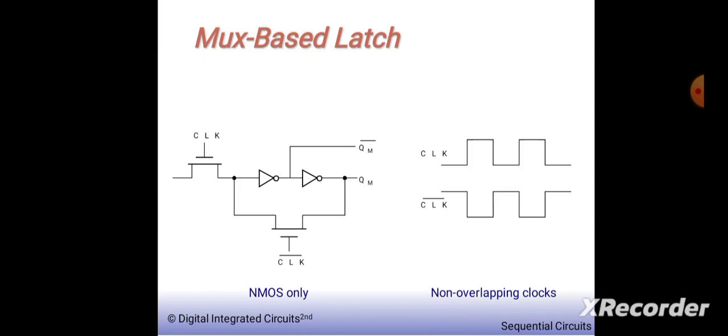Here, the two inverters are connected in cascade. Say I am passing a high value. That value will be given to the first inverter, then it will be given as the low value to the second inverter. You will get the high at your output side. So this is a D latch built using only NMOS transistors.